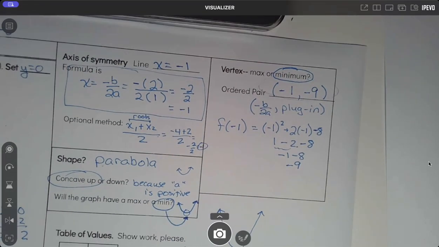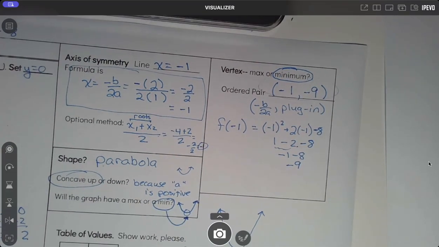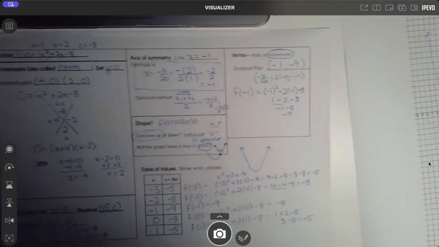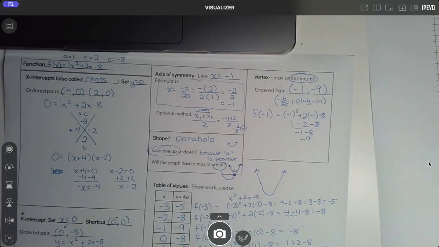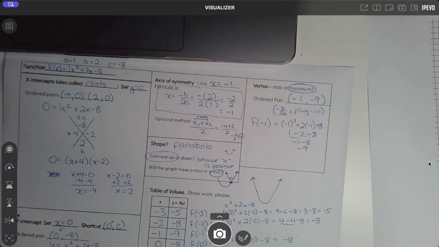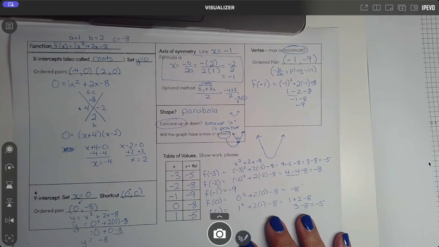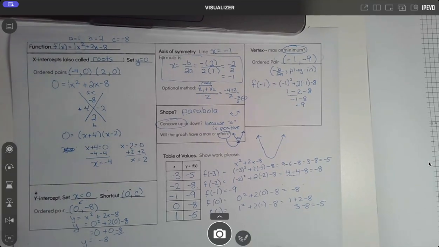Okay, I'm going to zoom out for a minute so you can see all this work at once. Let me adjust things. Zoom out a little bit more here. There we go. Okay, hope this has been helpful.